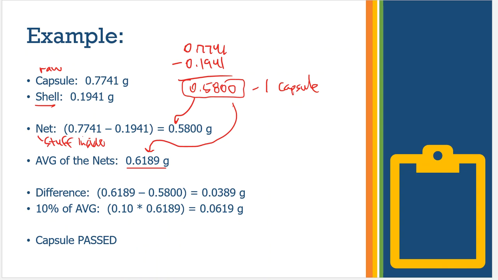So it's going to tell me to take a difference between the net and the net average. So that's what's going to happen in the next line. I'm going to take the average, 0.6189, subtract 0.5800. I take that difference. Make sure that you take the absolute value of it, folks. That's what we're after here. So the absolute value, you should always get a positive number. If you get a negative number, you just subtracted the wrong way. It's no big deal. Just erase the negative. That's all that absolute value does. And that difference is 0.0389. So that is the difference from the individual capsule to the average.